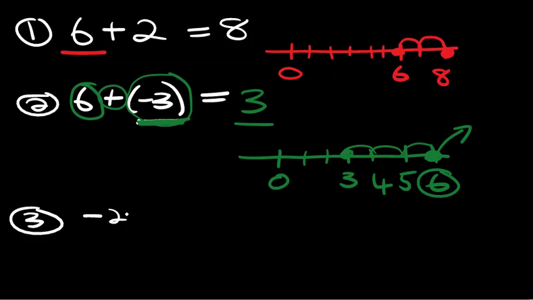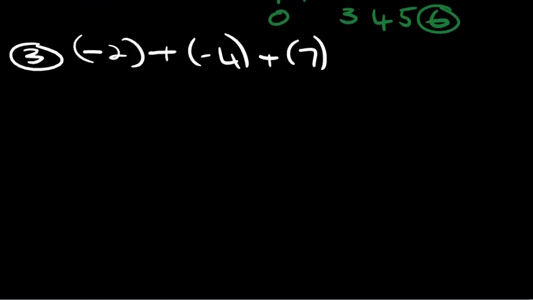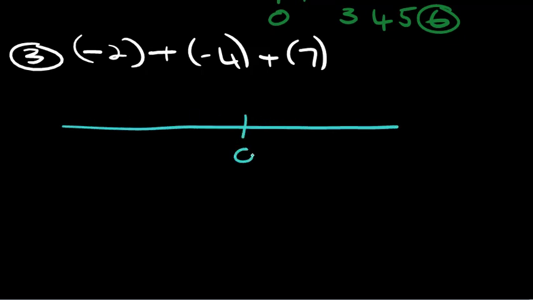So let's say you have negative 2, and you're adding to that negative 4, and you're adding to that 7. Okay, how are we going to do this? Well, let's use the number line again to show this. First of all, we can start our number line. This time we'll have to let's write the 0 there.